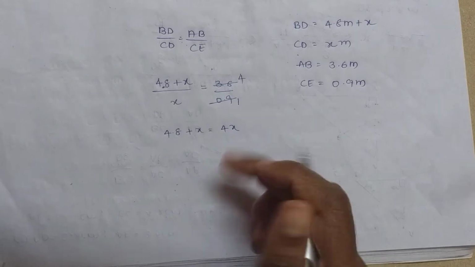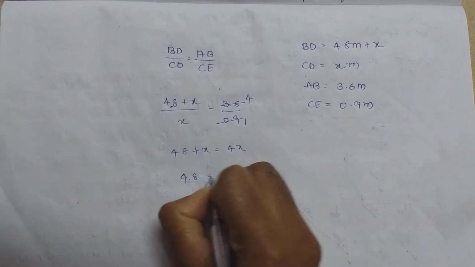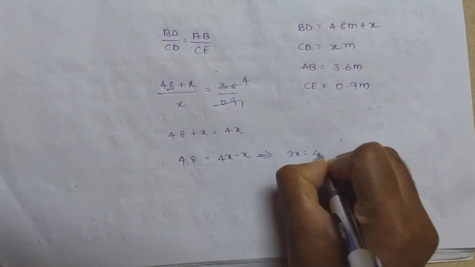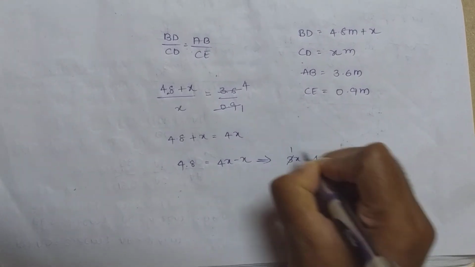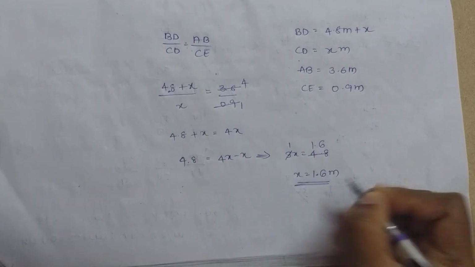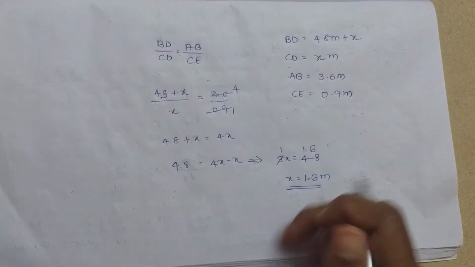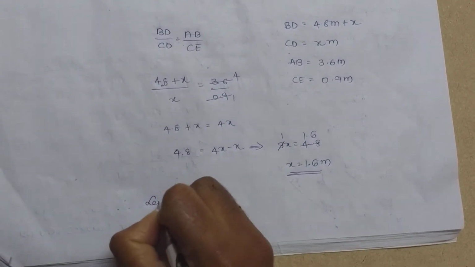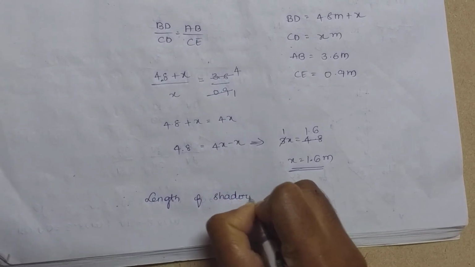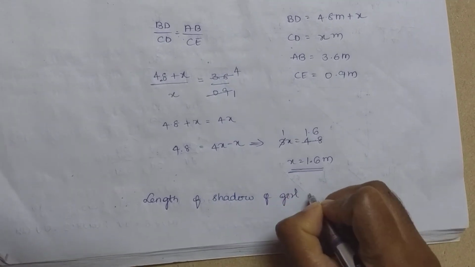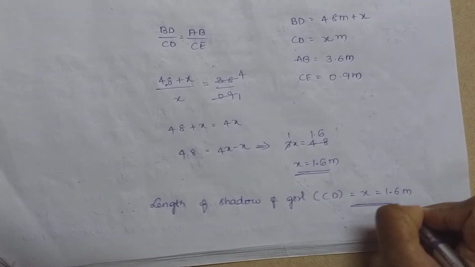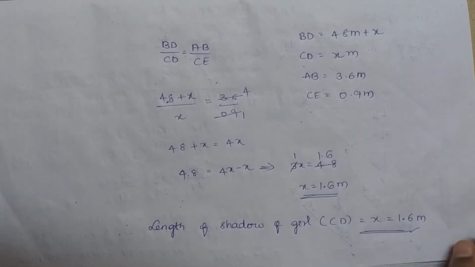So I am sending this x to the right hand side. 4.8 equals 4x minus x. That implies 3x equals 4.8. x equals 4.8 by 3, that is 1.6. So x equals 1.6 meters. So what is x? We assumed it is the length of the shadow of the girl. So the length of the shadow of the girl, that is CD equals x equals 1.6 meters. So this is the solution for question number 3.